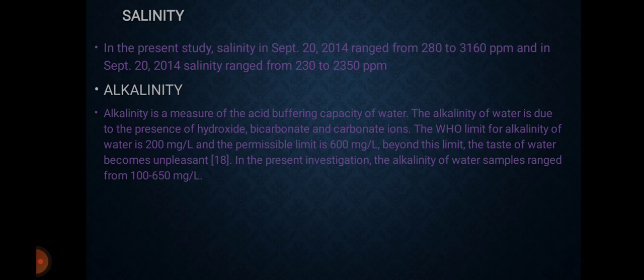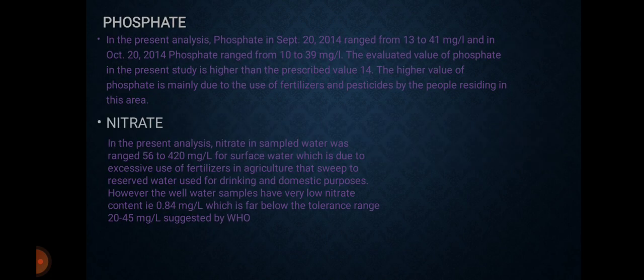In the present investigation, the alkalinity of water sample ranges from 100 to 650 mg per liter. Phosphate. In the present analysis, phosphate in September 2014 ranges from 13 to 41 mg per liter, and in October 2014 phosphate ranges from 10 to 39 mg per liter. The evaluated value of phosphate in the present study is higher than the prescribed value.